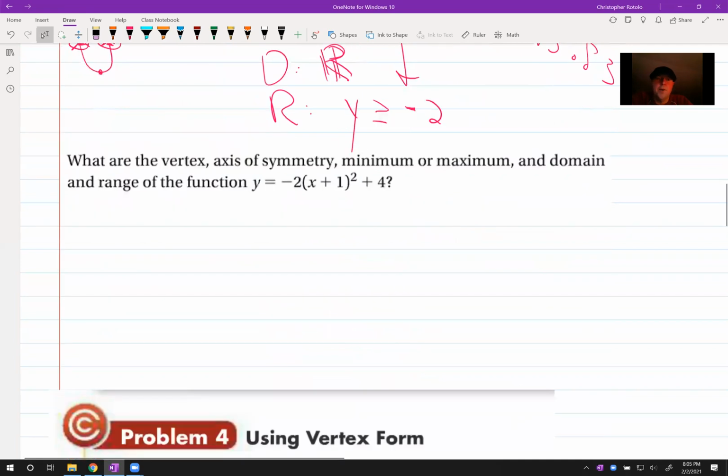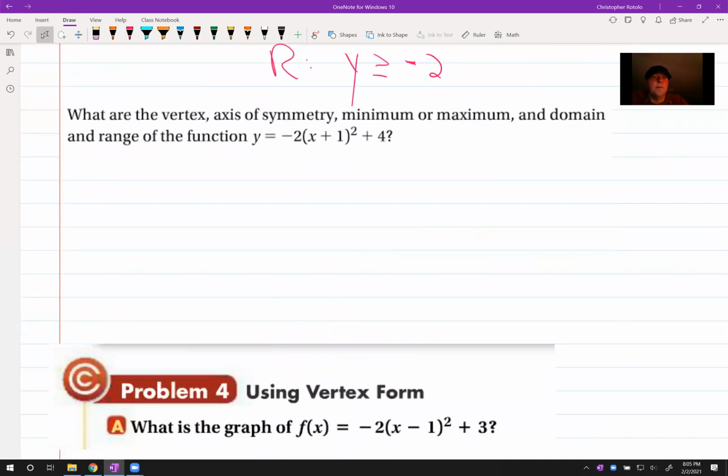All right, we're going to run through all that one more time with the next problem. So hang on to your seat here. The vertex, right? So I know it's going to move to the left 1. So that means the vertex is at -1. It goes up 4, so 4. So we have the vertex taken care of.